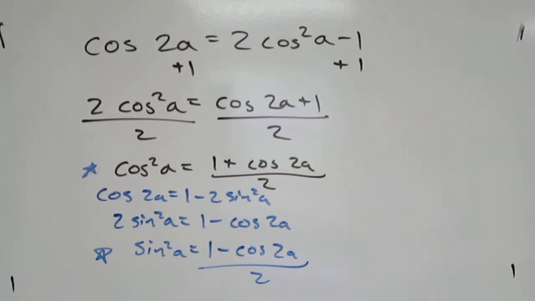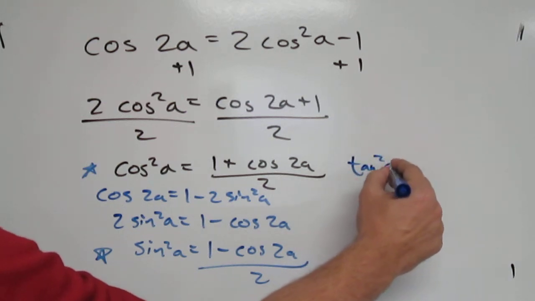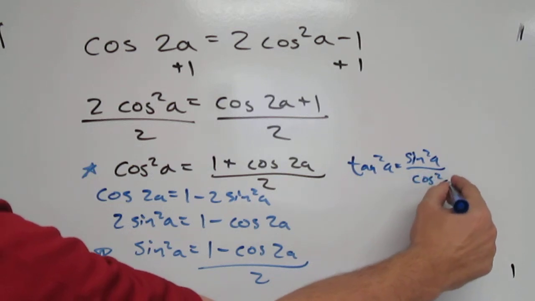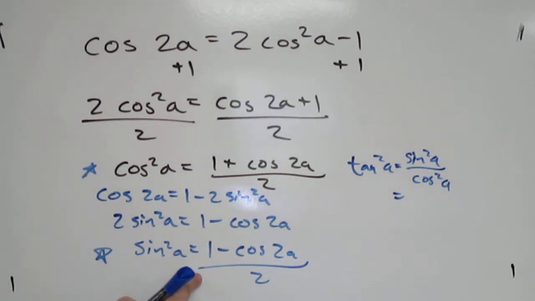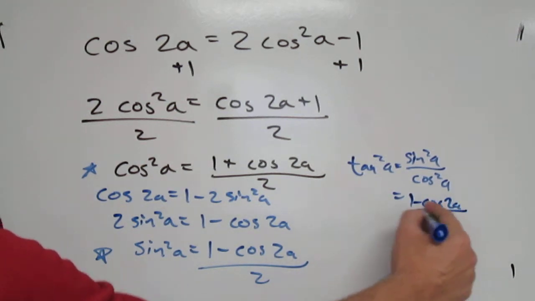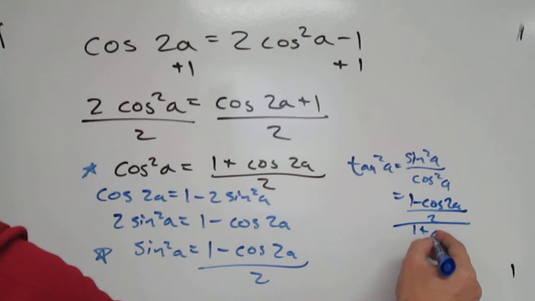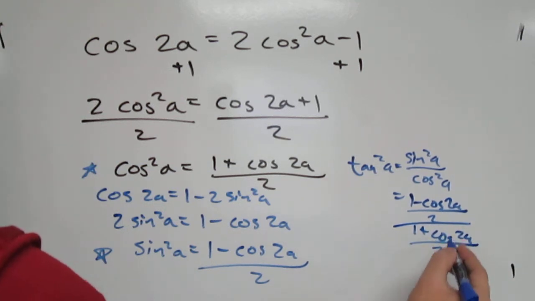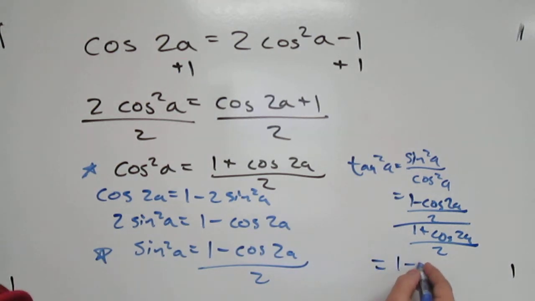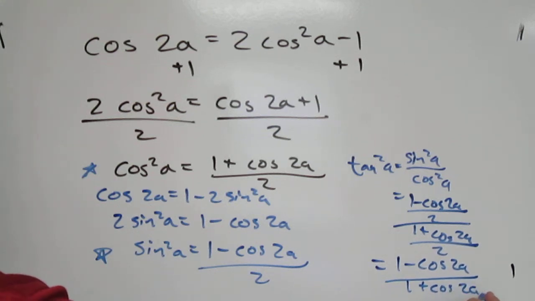If I wanted to find tangent, then when I did tangent, I would just choose the sine over cosine. So if I had tangent squared a, I would say that's sine squared a over cosine squared a, and then represent this. If I have 1 minus cosine of 2a over 2 all over 1 plus cosine of 2a over 2, if I actually flip and multiply, this would simplify to be 1 minus the cosine of 2a over 1 plus the cosine of 2a.